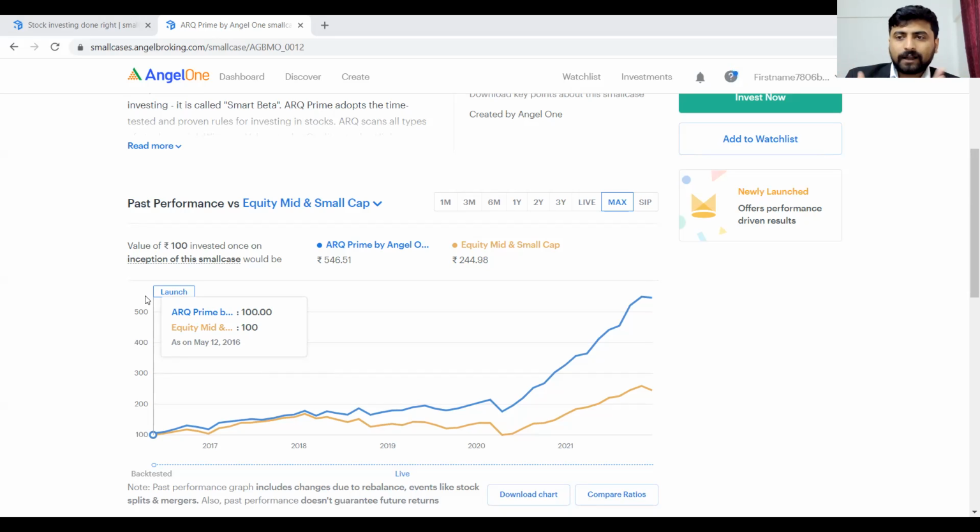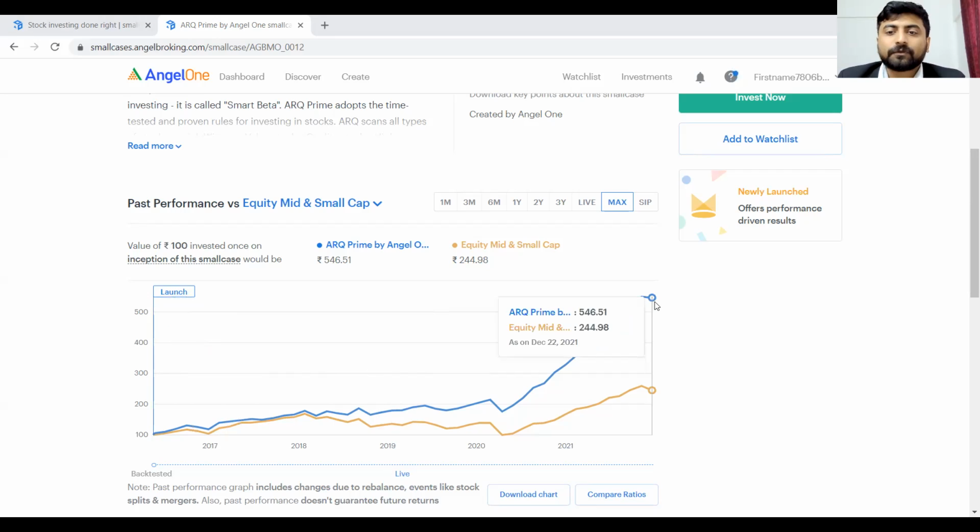So if you had started with 100 rupees of investment on May 12th of 2016, then the portfolio's, or the smallcase's, valuation today would have been 546, which means it is about a 446% gain. And similarly, if the same amount of capital had been allocated in the equity mid and small cap index, then the notional value of 100 would have increased to 244, which means that the investor would have been able to fetch 144% return since the time of investment.